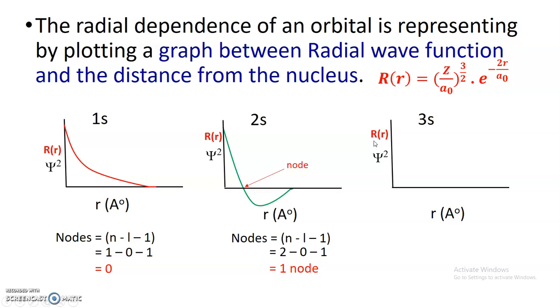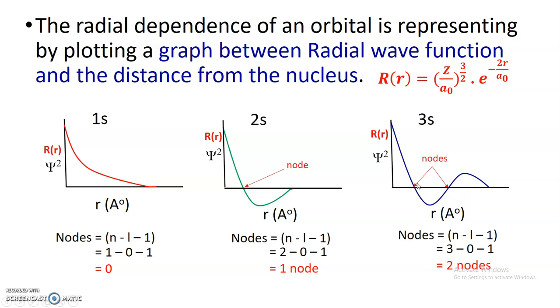For 3s orbital, again when radial wave function is plotted versus distance from the nucleus, then this is the nature of graph. So this line crosses x-axis at 2 points. These are the nodes. So number of nodes n minus l minus 1 for 3s orbital, n is equal to 3, l is equal to 0. So 3 minus 0 minus 1, that is equal to 2 nodes, and these 2 points at which this graph crosses the x-axis are the 2 nodes of 3s orbital.